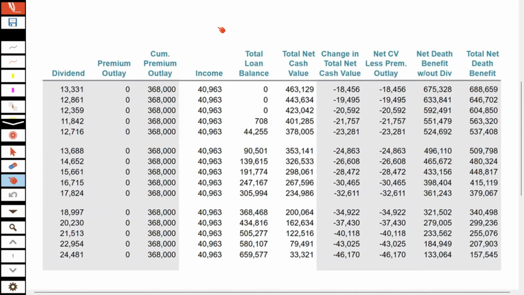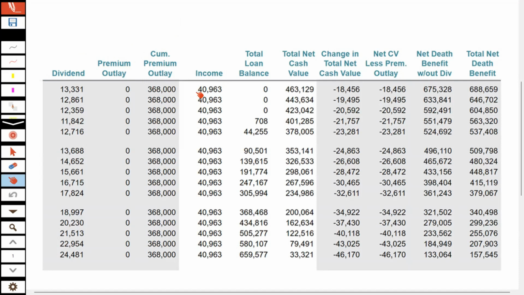So let's break down what it looks like to take income from your policy. What we are viewing here is years 26 through year 40. We have a bunch of different columns here, so let's break down what these are. We've talked through what the dividend is. So this is your dividend column.